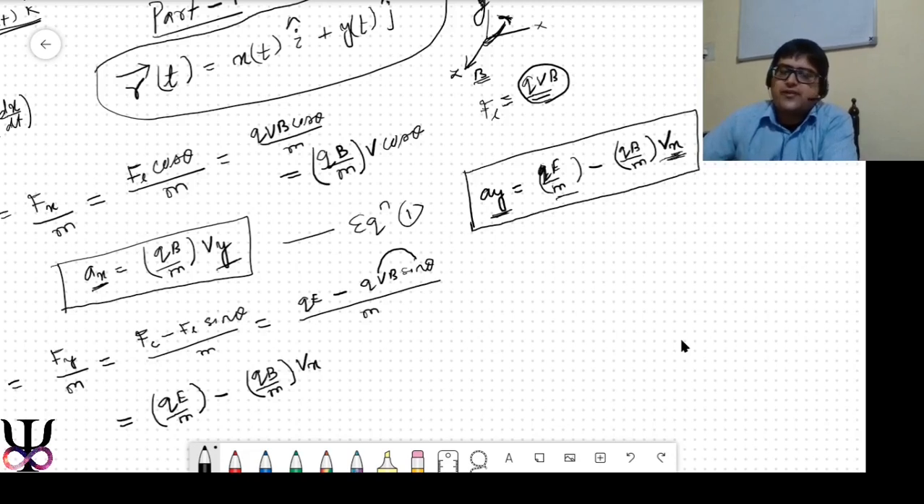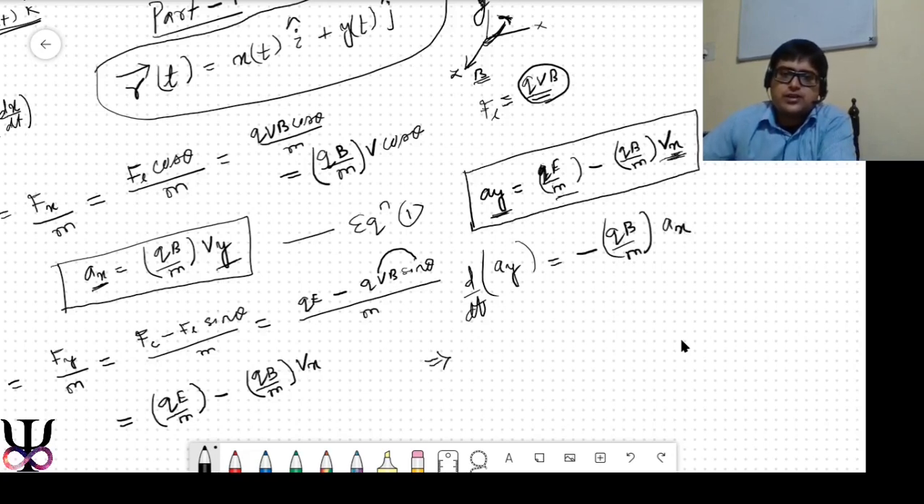And differentiation of Ay, whatever it is, let's just call it differentiation of Ay. So what happens is, differentiation of Ay is going to be a function of Vy. That is going to simplify our case. So let's just differentiate Ay with time. This part is going to be 0. So that is going to give us QB upon M times, if we differentiate Vx, we're going to get Ax, right?